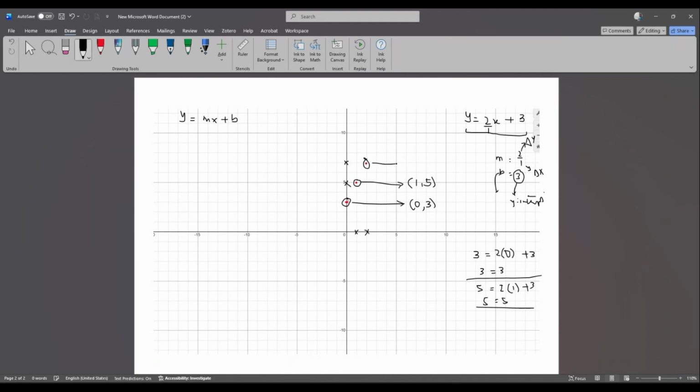Now, that's the third ordered pair. And what's the value of this third ordered pair? If you trace it across, the value of x is 2. And what's the value of y? The value of y is 7.